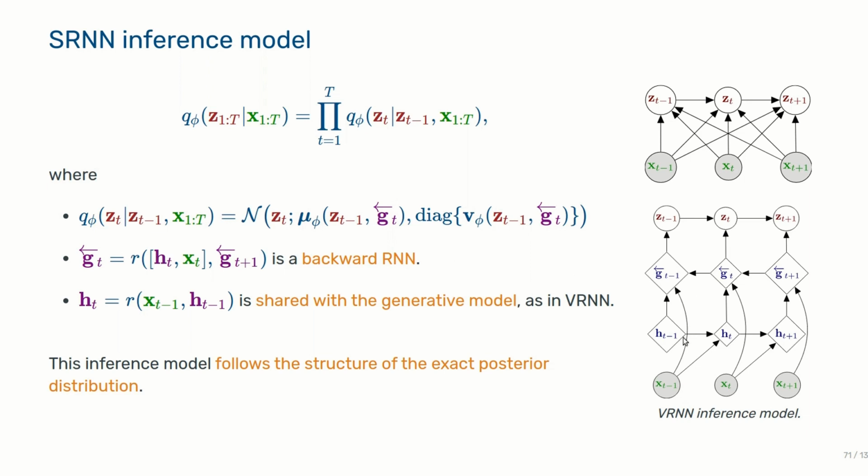So, as you can see on the diagram, HT is a forward RNN, GT is a backward RNN, and therefore GT encodes the information of all the observations that are needed jointly with ZT-1 to compute the parameters of the approximate posterior distribution of ZT. In this way, the authors implemented a mechanism that follows the structure of the exact posterior distribution.